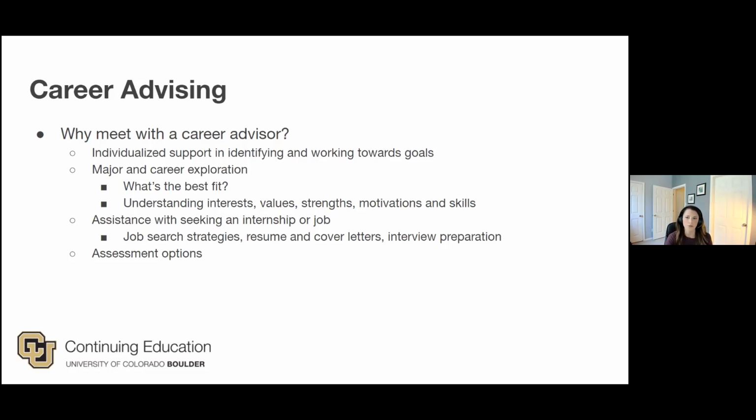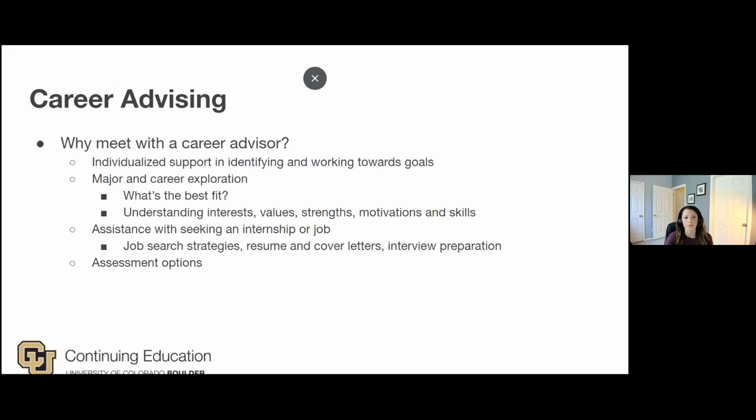There's a lot of ways to do this, but what I really like to focus on is understanding what somebody's interests are, their values, strengths and aptitudes, their motivations, and their skills. And then of course, identifying where there is some congruence with a career and a major, and if not, what are other areas outside of that might be beneficial to pursue, like volunteer work or hobbies, for example.